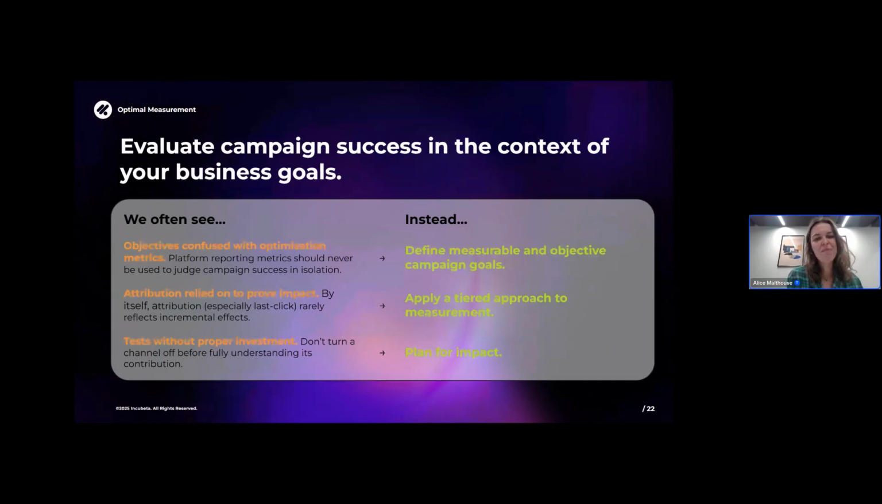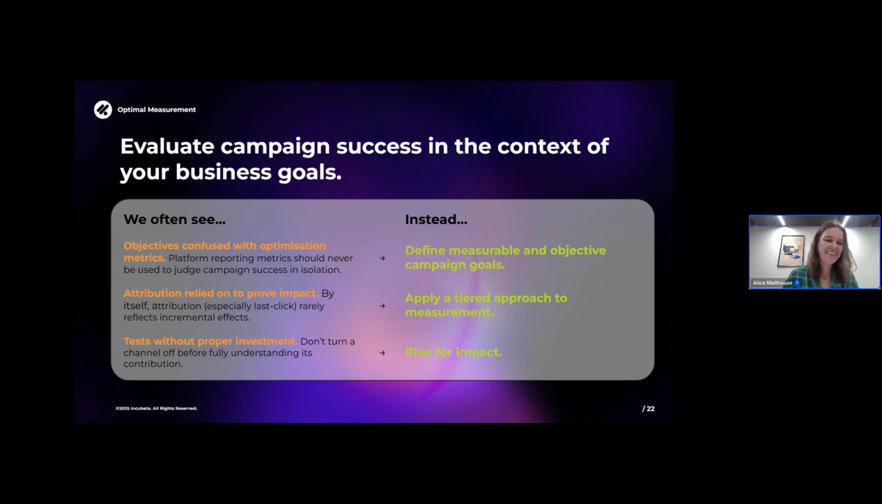And then to wrap this section up, I just wanted to recap what we often see when we work with brands and what you should do instead in the context of measurement. So we often see people confusing objectives with optimization metrics. So you shouldn't just use a platform metric alone, such as CPV or CPM, to judge the success of a campaign. You need to look at the measurement ladder and define both measurable and objective campaign goals before you've even started. We also see that people use attribution to prove impact, but last click attribution rarely reflects incremental effects. So it's important for us to look at the measurement ladder and make sure that before we go live with a campaign, we've mapped out how exactly we're going to measure this campaign.